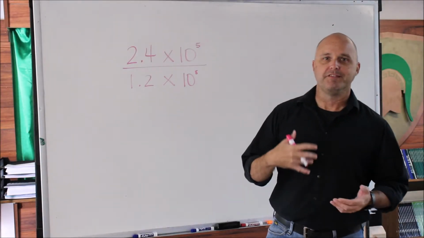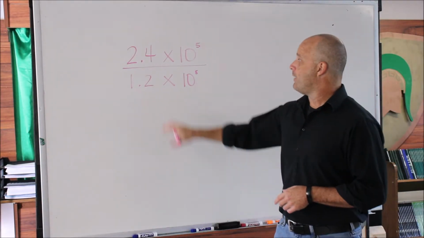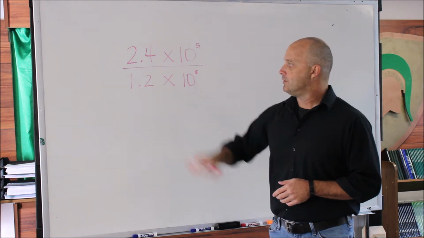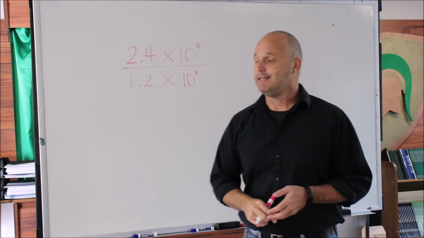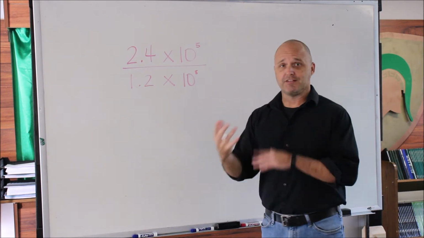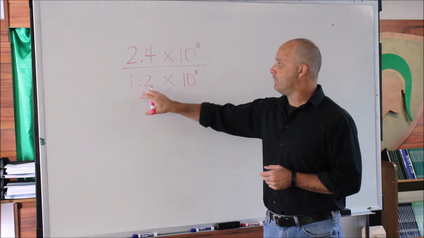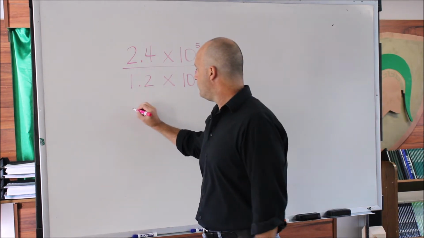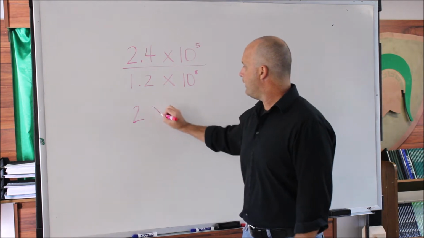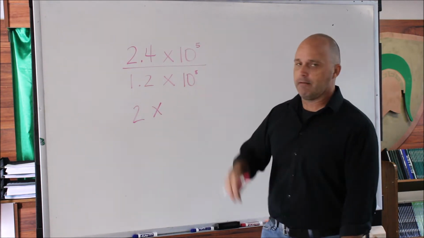Our next problem is going to be a sample of division. So we've got 2.4 times 10 to the 5th divided by 1.2 times 10 to the 8th. So again, anything that's alike, we're going to divide. 2.4 divided by 1.2 is going to be 2. Then we bring down our times. 10 to the 5th divided by 10 to the 8th.